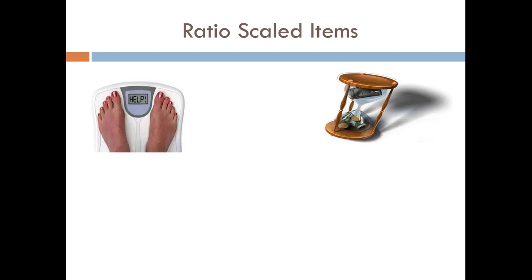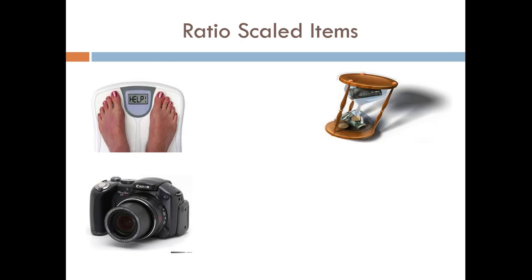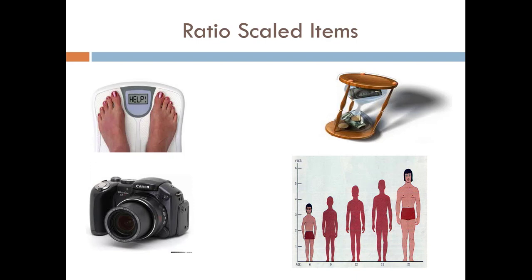For example, there is such a thing as having no money or no time. And the number of pictures left on a Polaroid camera and height are additional examples of ratio scaled variables. They start from zero. That zero means there's an absence of the variable, and then there's an increase that takes place as one goes above the measurement of zero.